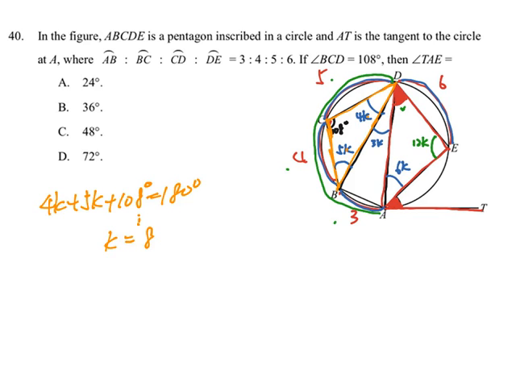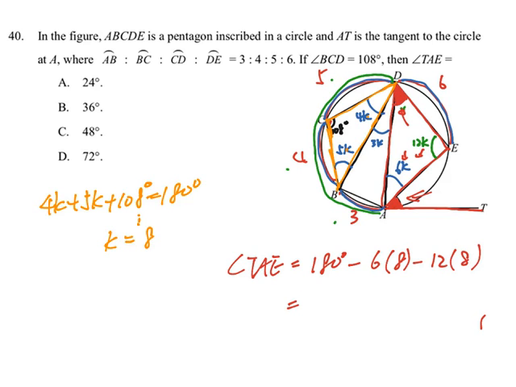That means if we want to substitute k to here, then we can find this angle. So that means this angle is 180 minus 6k, which is 12k. So 6 times 8, 12 times 8. So it is 36. So the answer is B.